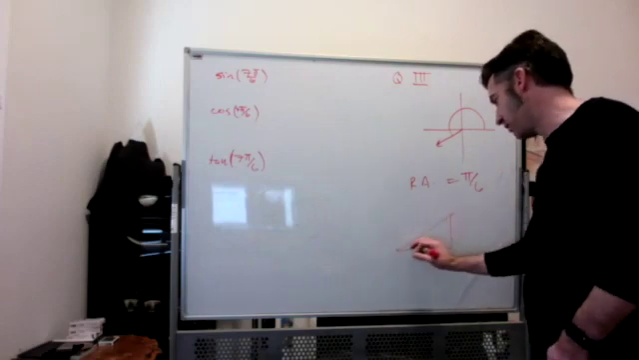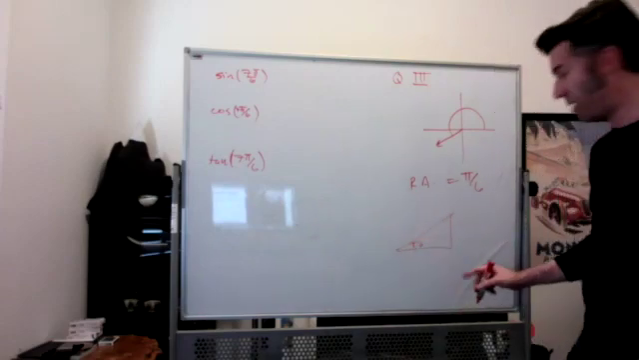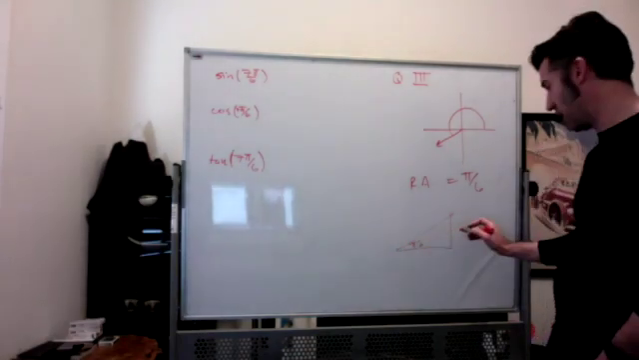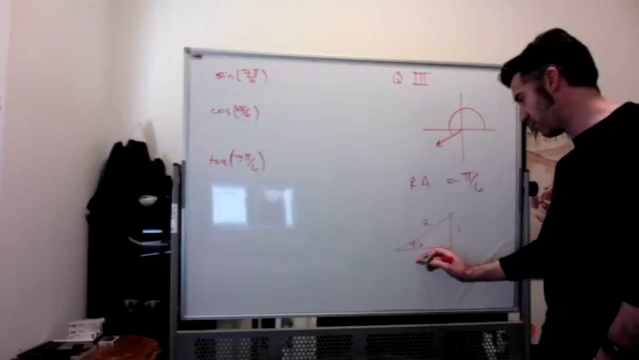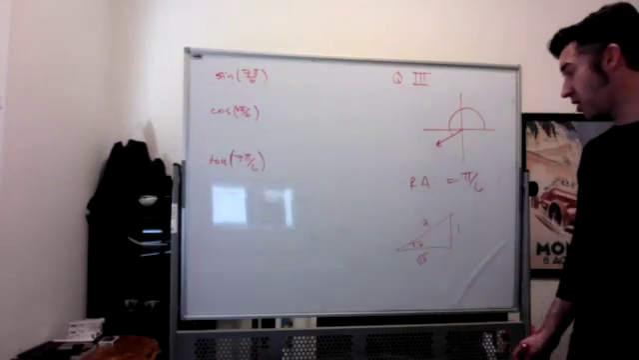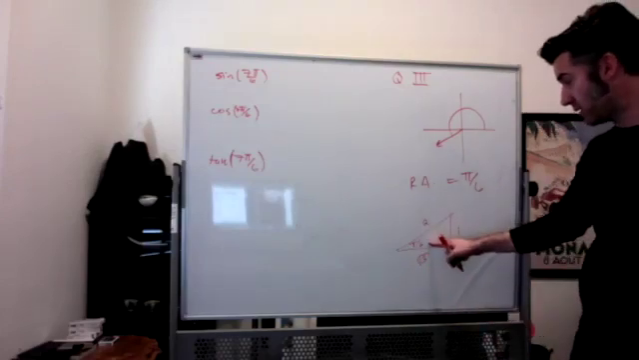I'm going to draw the triangle for that. Pi over 6 is the 30-degree angle. So the opposite side is 1, the big side is 2, the medium side is root 3. So here's what I know. I know that sine of pi over 6 is 1/2.